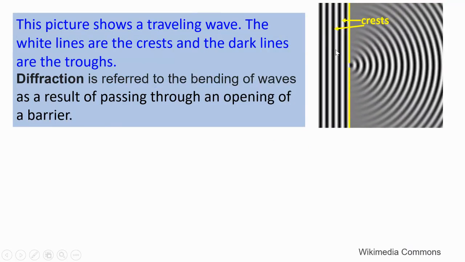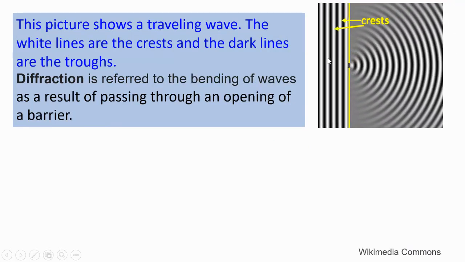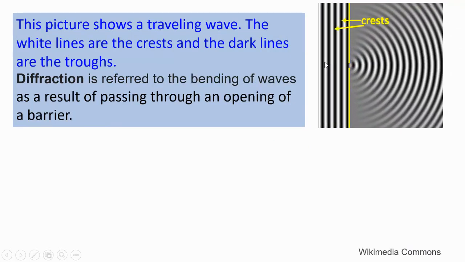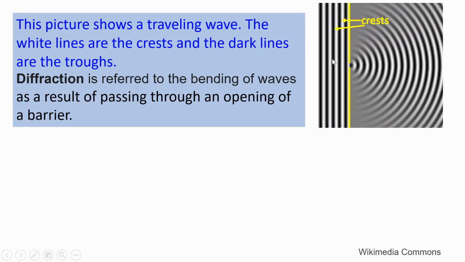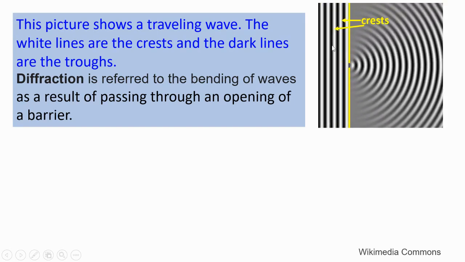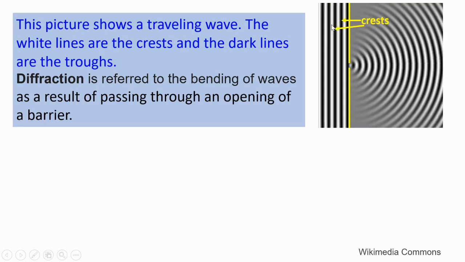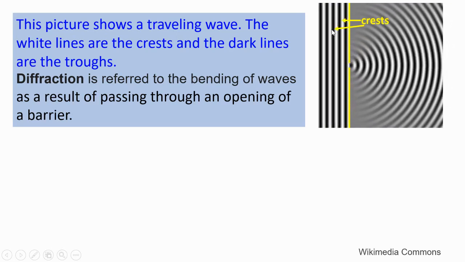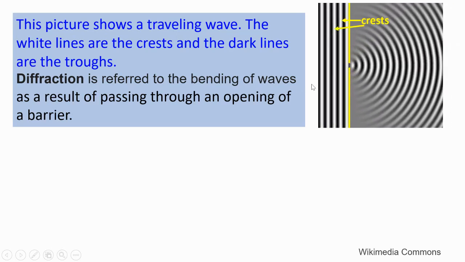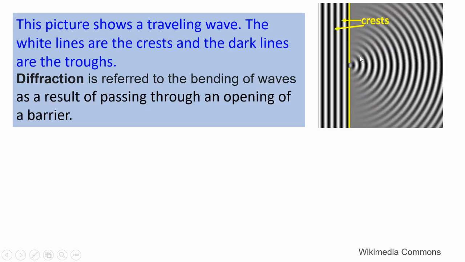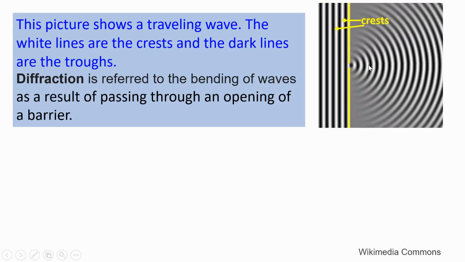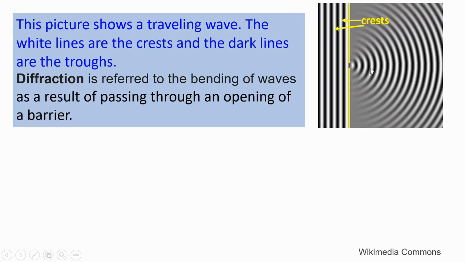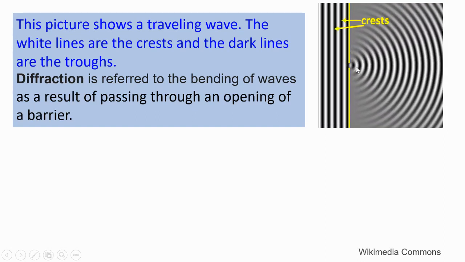This picture shows a traveling wave. The white lines are the crests and the dark lines are the troughs. Remember, the distance between crests is the wavelength. Diffraction refers to the bending of waves as a result of passing through an opening of a barrier.